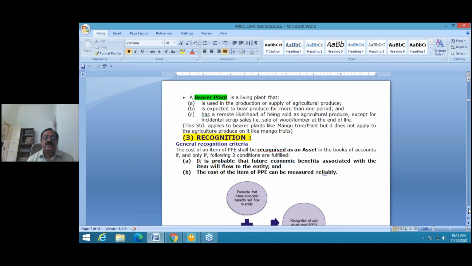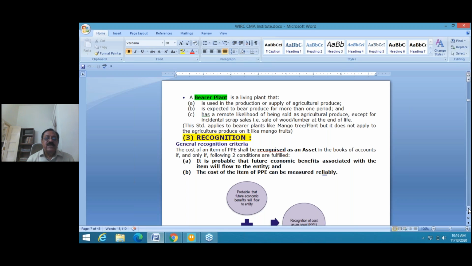So obviously this is related to your agriculture sector. First, it is a living plant used in the production or supply of agriculture produce. Secondly, it is expected to bear produce for more than one period. And third, it has a remote likelihood of being sold as agricultural produce, except for incidental scrap sales, that is sale of wood, lumber at the end of the life. So normally it is not sold during its life. But incidentally, when the life is over, it will be sold as a wood, as a lumber, it's called.